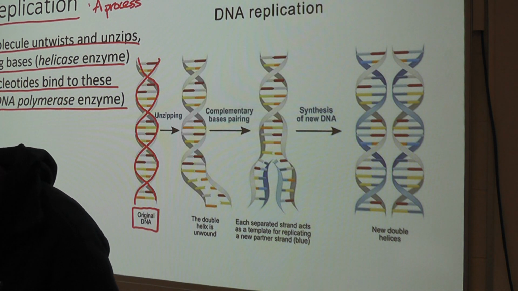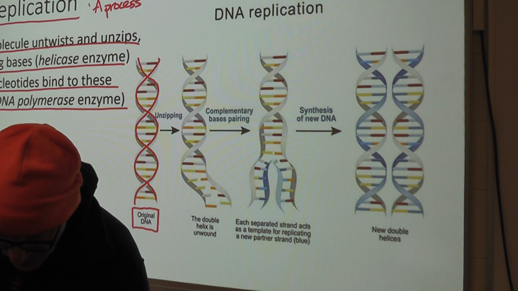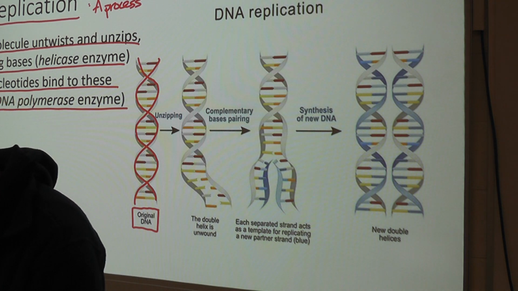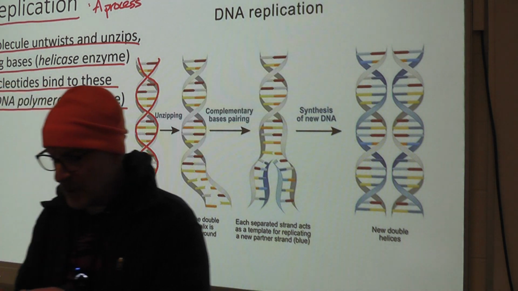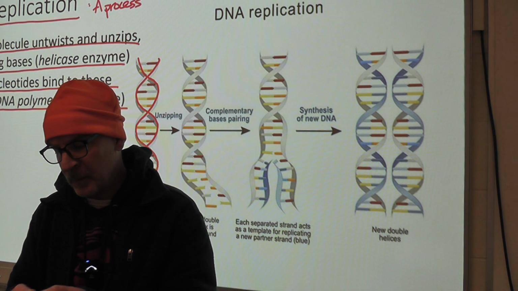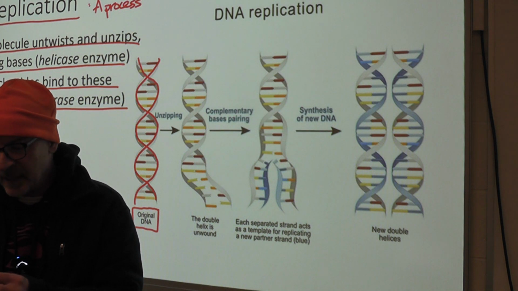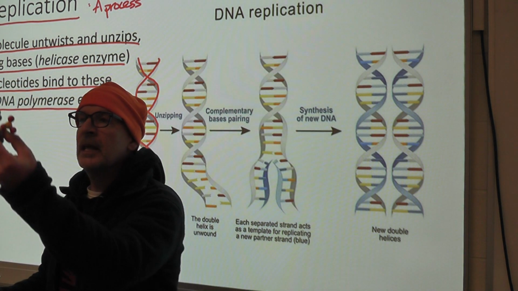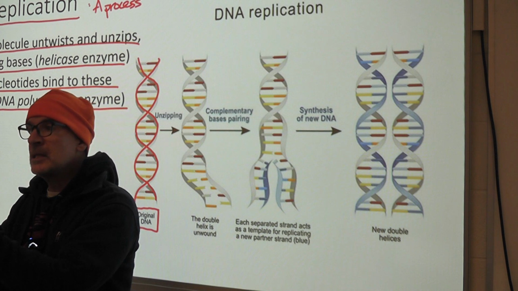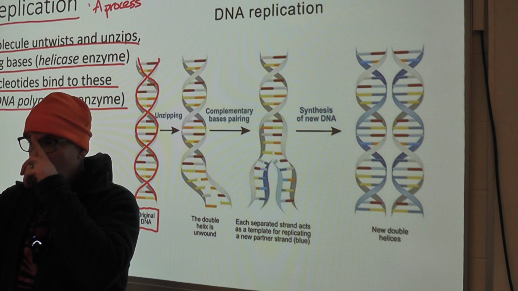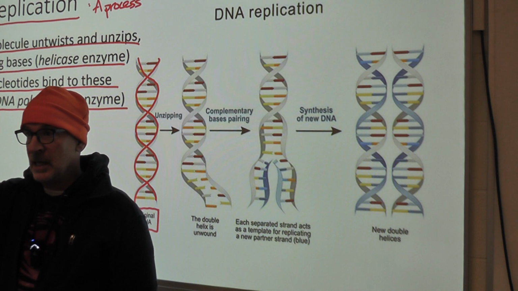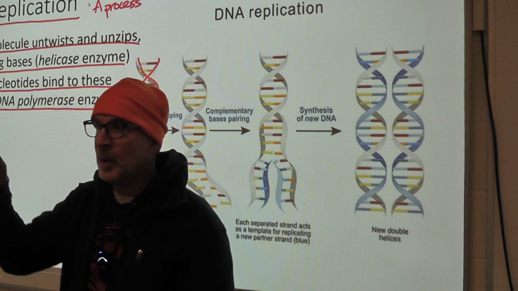So remember, a nucleotide consists of a phosphate group. Hang on, I have to get a good phosphate group here. A phosphate group attached to a sugar and a nitrogenous base attached to the sugar too. This is a nucleotide. Inside your cells, right now, there are uncountable numbers of these things just floating around.